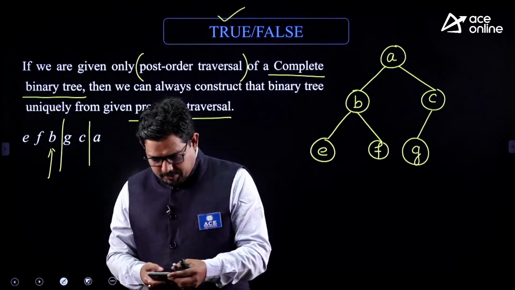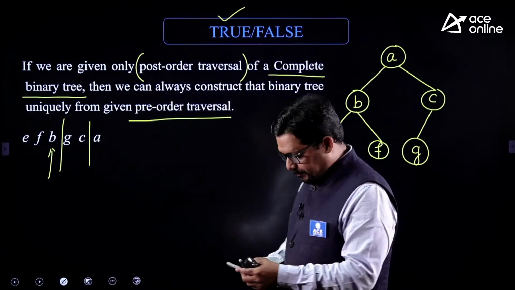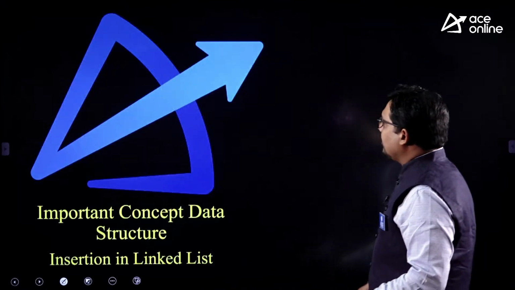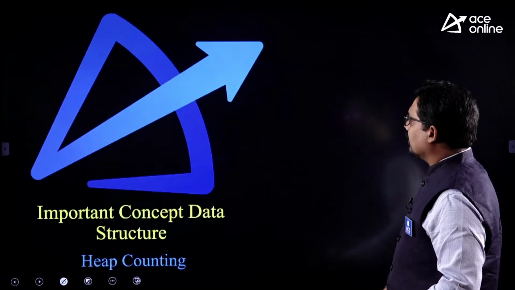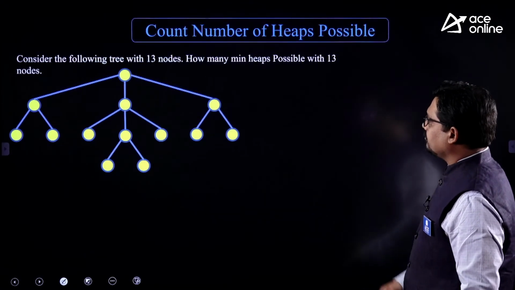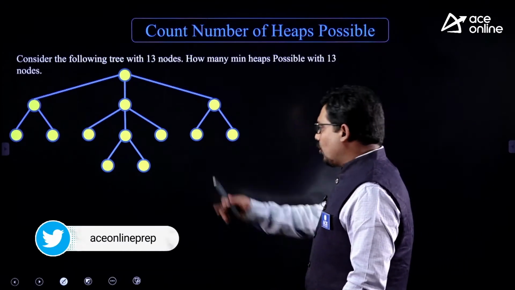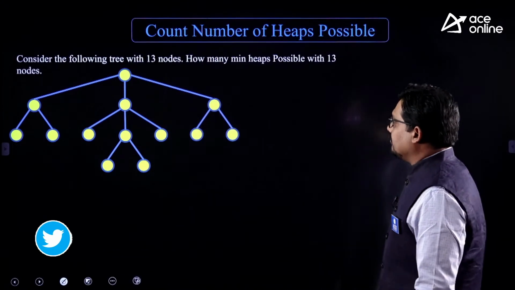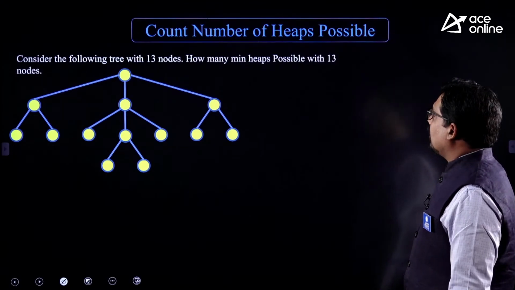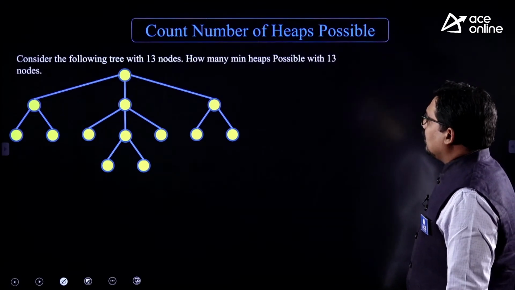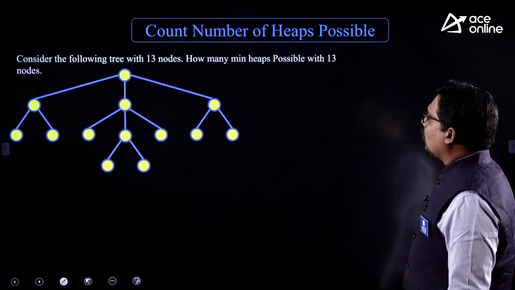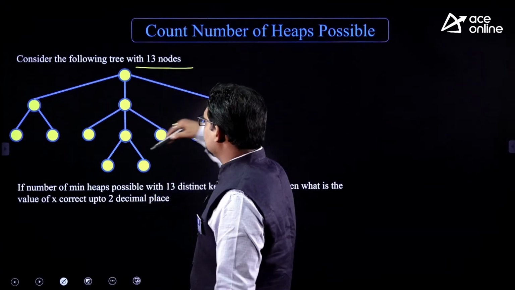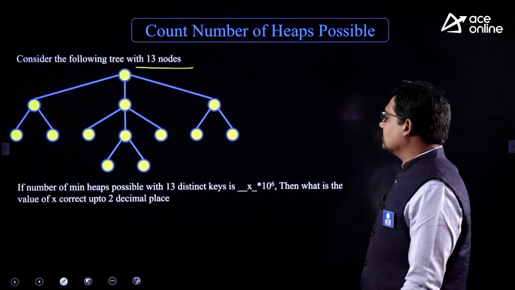The second question that I am going to take here is this one. The concept of counting of heaps, heap structure. And if possible, I will take another concept, but since we have limited time. Here it says: consider the following tree. Okay, this is the question. Consider the following tree with 13 nodes, and a structure is given to you.